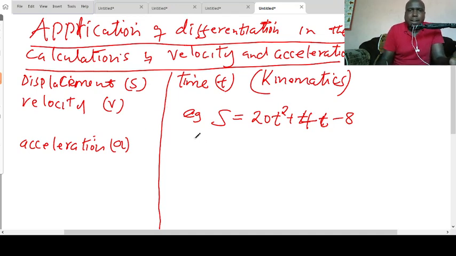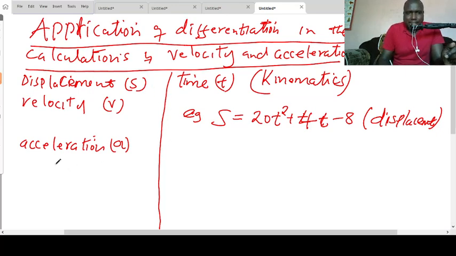For example, when we have S is equal to 20t square plus 4t minus 8, this is what we call displacement. Displacement is the same as the distance. So if a particle is moving, it moves a certain distance, and that distance is what is called displacement. So here we use displacement S to represent distance.